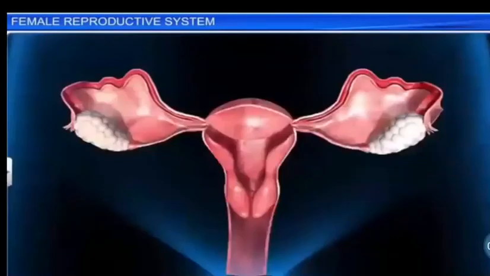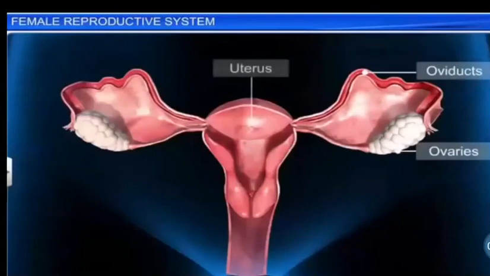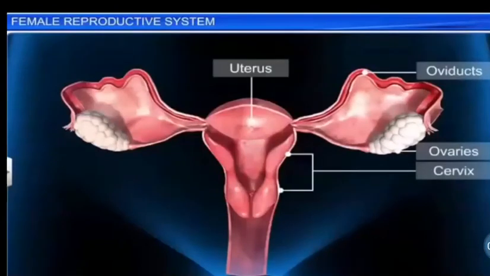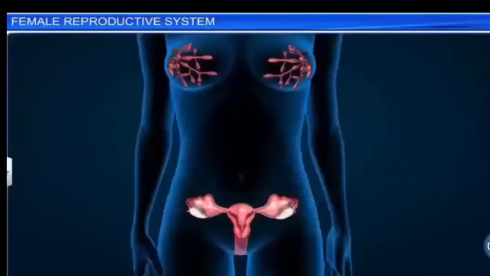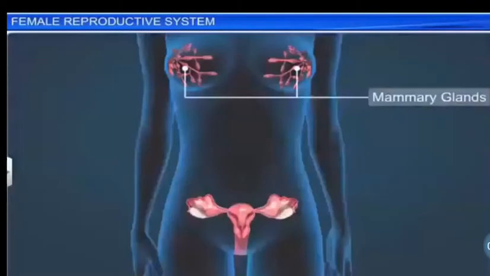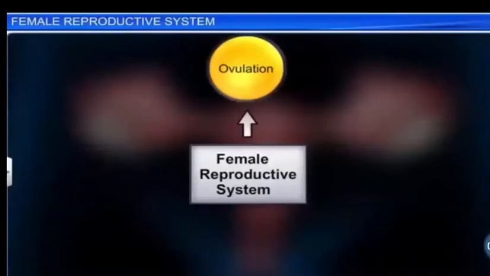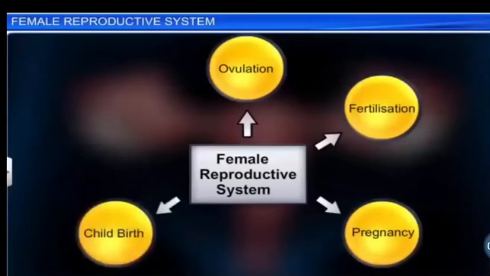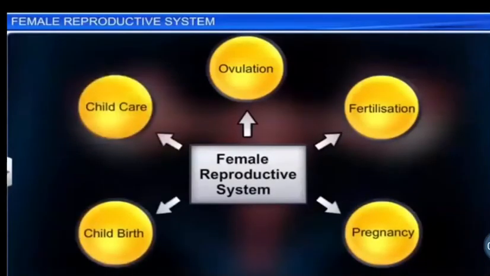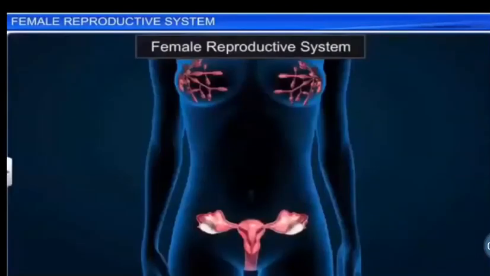The female reproductive system includes ovaries, oviduct, uterus, cervix, vagina, and the external genitalia located in the pelvic region, along with a pair of mammary glands. It supports the process of ovulation, fertilization, pregnancy, childbirth, and childcare. Let's study each organ in detail.